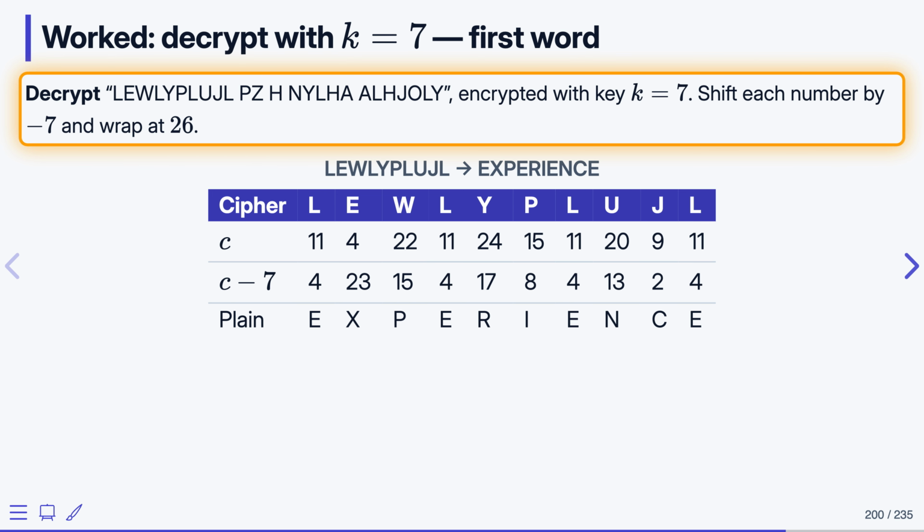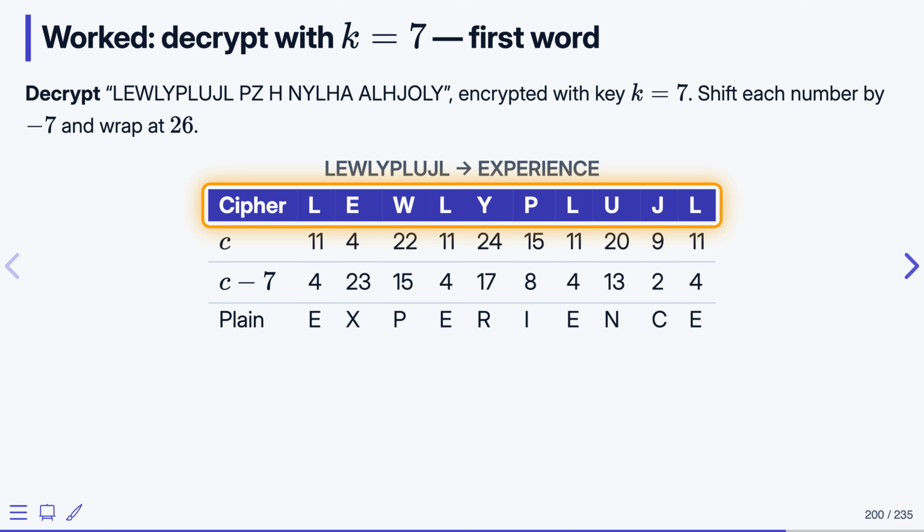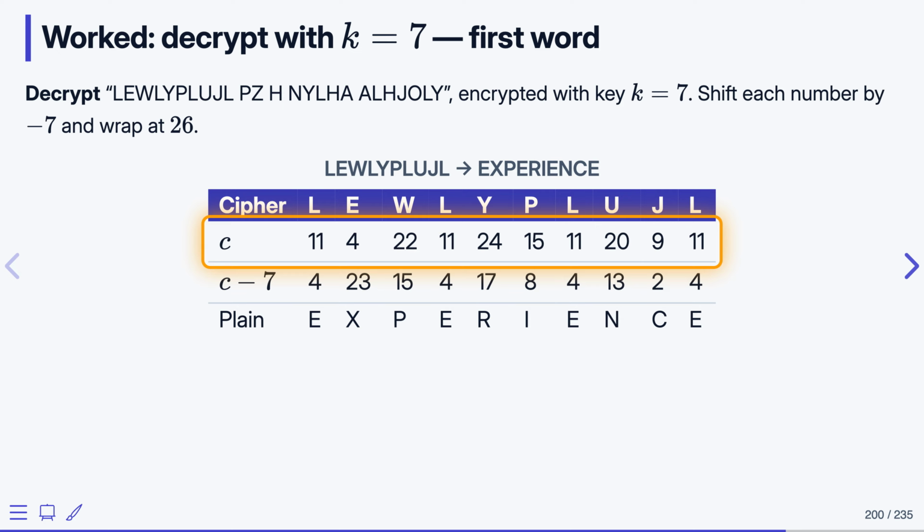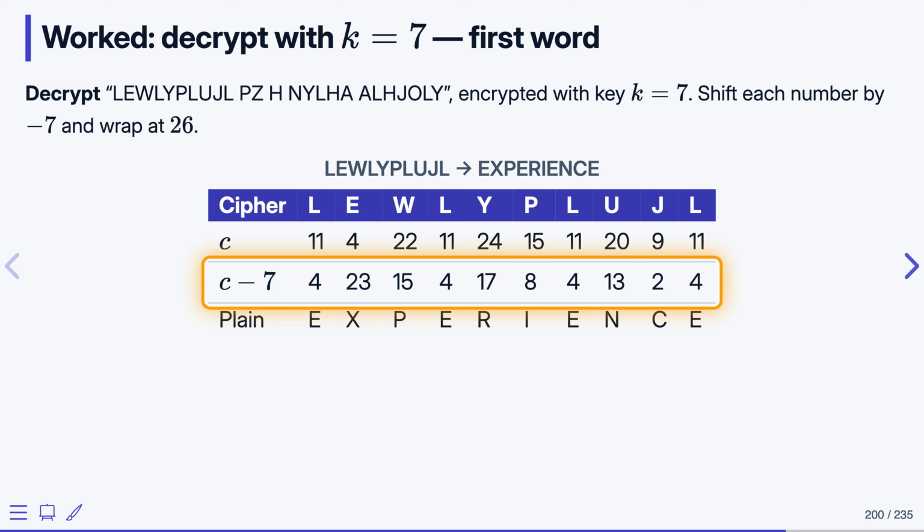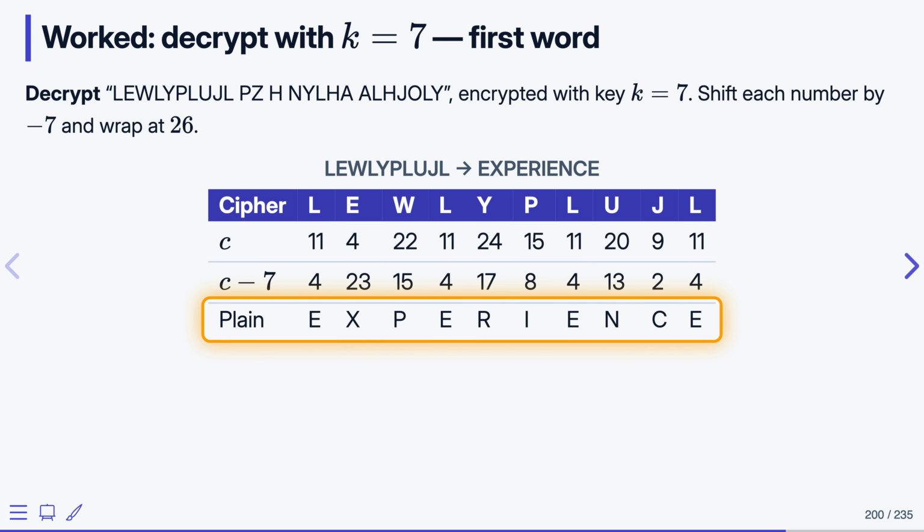Now let's decrypt a message. We are told the key is 7, so we shift back by 7. The first cipher word is LEWLYPLUJL. As numbers, 11, 4, 22, 11, 24, 15, 11, 29, 11. Subtract 7 from each one. 11 gives 4. 4 minus 7 is minus 3, which is below 0, so we wrap around to 23. The rest come down cleanly. As letters, the first word is experience.